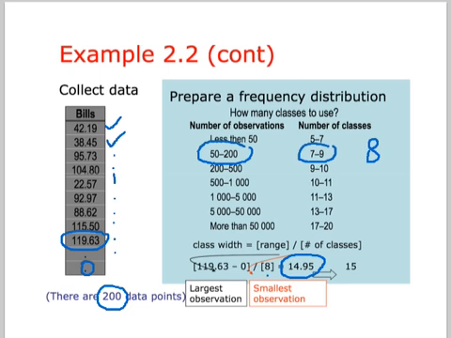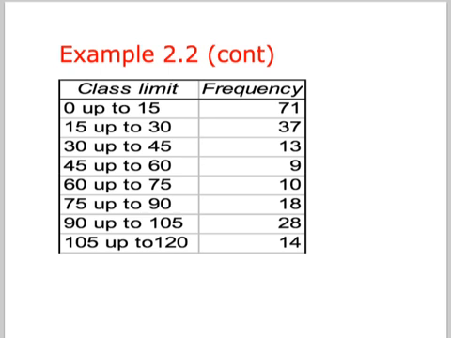But I don't think it will be convenient for you to have 14.95. It would be much more convenient if you have a class width of 15. Alright? So there you go. How many classes did I use? 1, 2, 3, 4, 5, 6, 7, 8. Okay. What is the width of my class? 15. You should not use a width of 14.95.